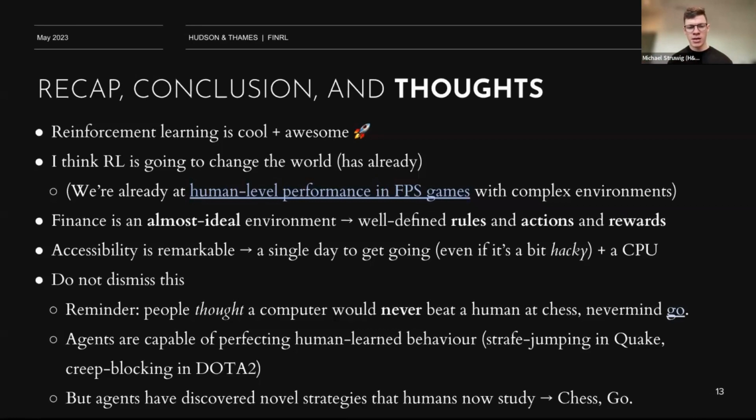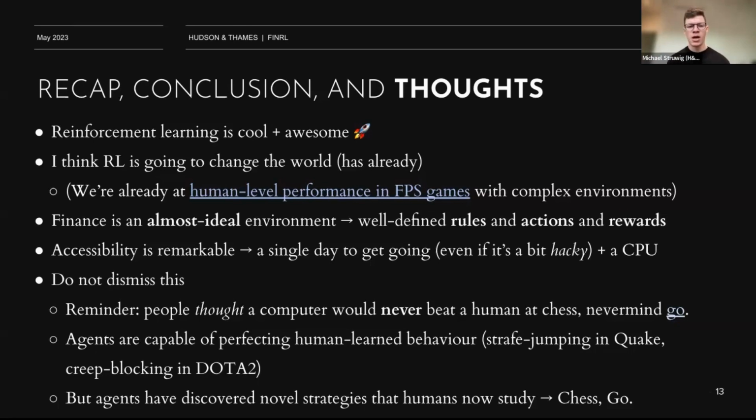But I think a key reminder here is, people thought a computer would never beat a human at chess, never mind a game like Go. And that happened, and that happened 10 years ago, right? And agents have already shown they're capable of perfecting human learned behavior. For those of you who are fans of Quake, agents have already learned strafe jumping techniques. If you've played Dota 2, they figured out how to do creep blocking. These are techniques that humans took a really long time to figure out and perfect. We just throw compute at the problem and they figure it out after a couple of days.